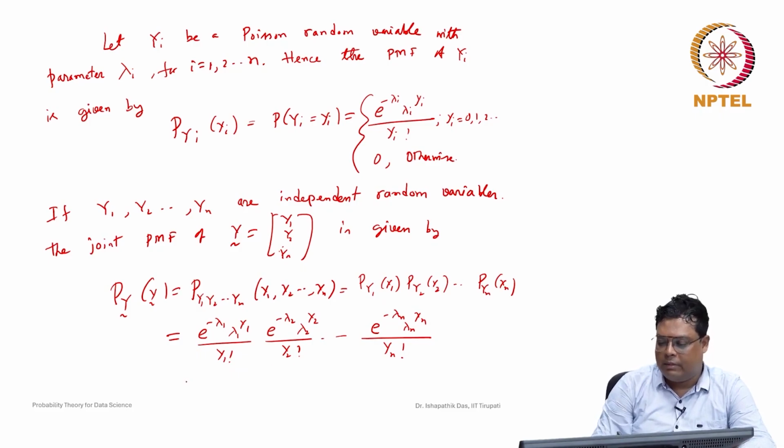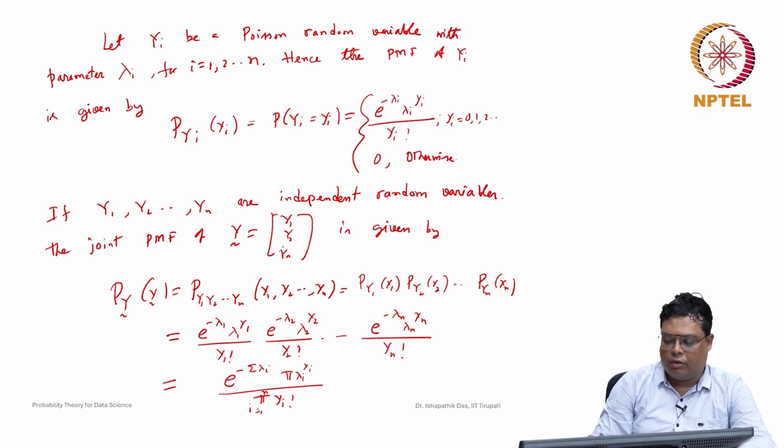The joint probability mass function is valid whenever each yi is a non-negative integer. Let us simplify it. This is equal to e to the power of minus the summation of lambda i, times the product of lambda i to the power of yi, divided by the product over i equal to 1 to n of yi factorial. This holds if yi is equal to 0, 1, 2, like this, for i equal to 1 to n. Otherwise this is 0.